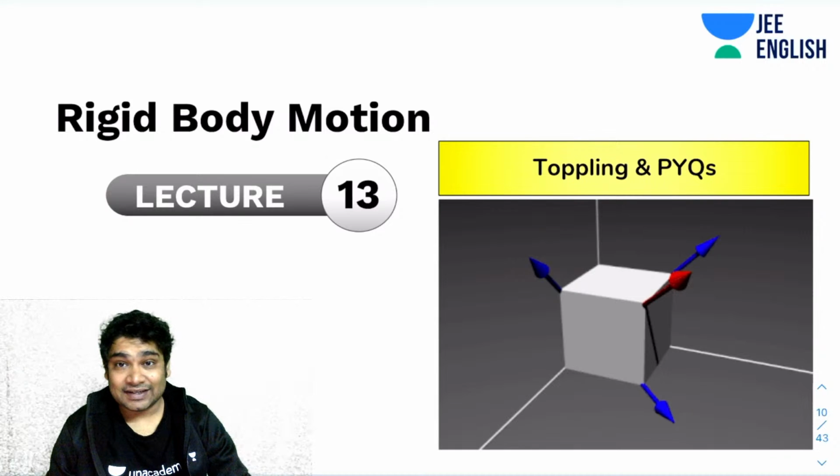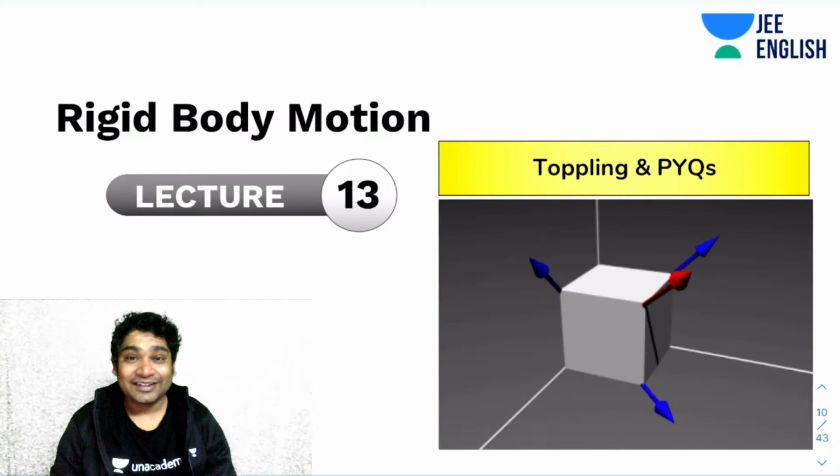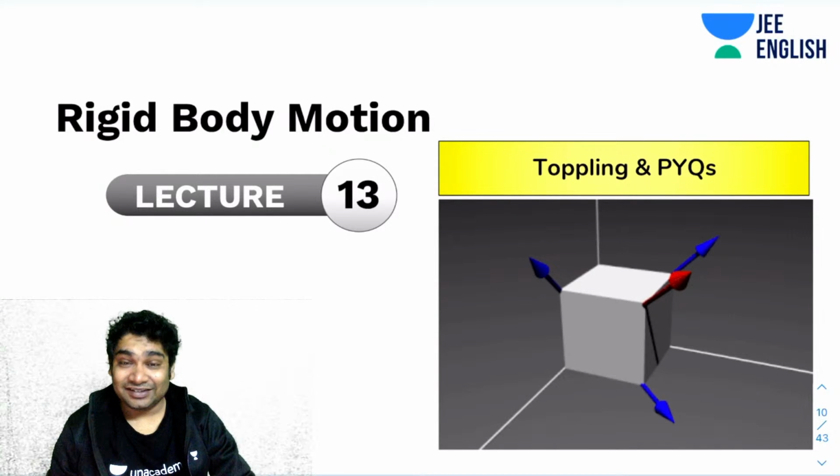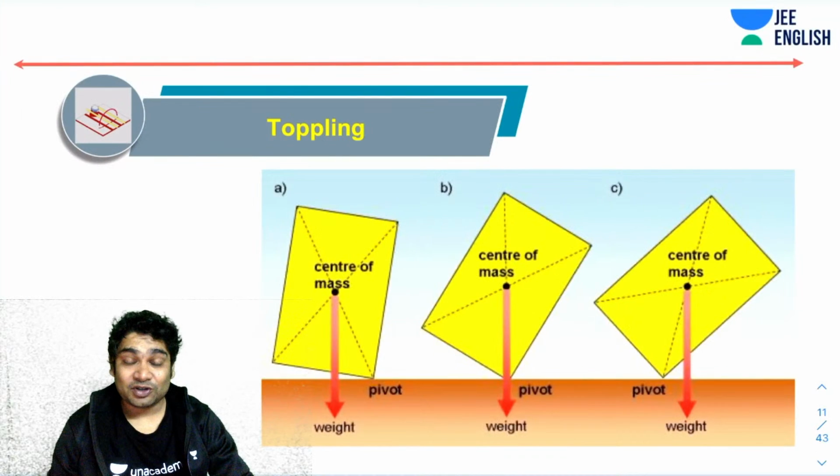So today, as I said, is lecture number 13 of rigid body motion. Today we'll be talking mostly about toppling, and then we will be discussing some really tough JEE questions that a lot of students have had their doubts about. So let's get started. First we'll talk about toppling.